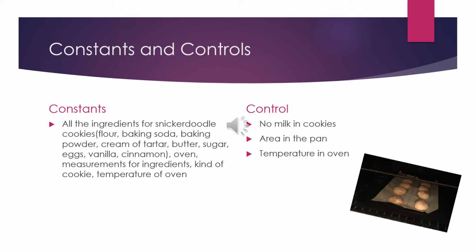My constants were all the ingredients I used to bake the snickerdoodle cookies, as well as the oven, the measurements for the ingredients, the kind of cookie, and the temperature in the oven. My controls were if there were no milk on cookies at all, the area on the pan the cookies were placed, and the temperature in the oven.